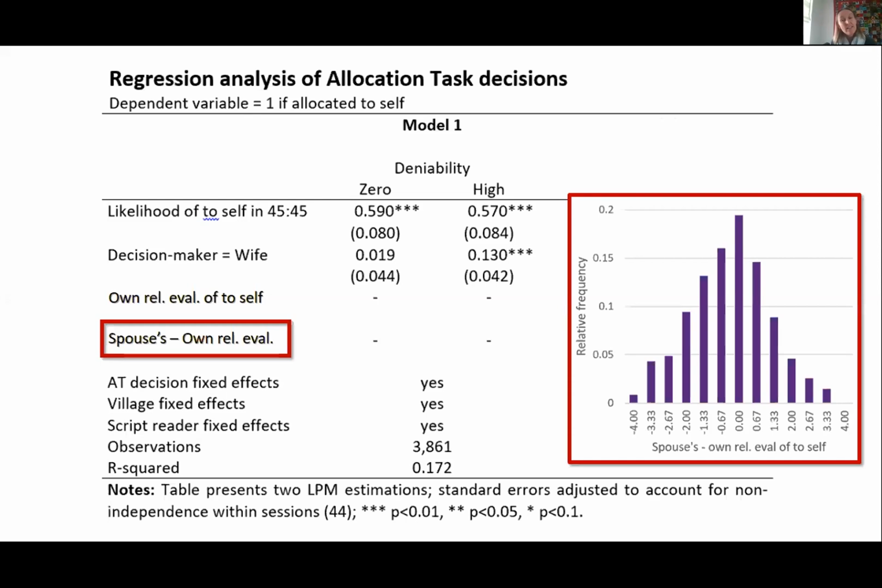And here's the distribution of those differences. The mode is at 0, agreement between the spouses, but I think slightly more than half of the sample is such that the spouse thinks it's less appropriate for the decision maker to allocate to self than the decision maker themselves thinks it is. But again, we have nice variation in order to support our regression analysis.